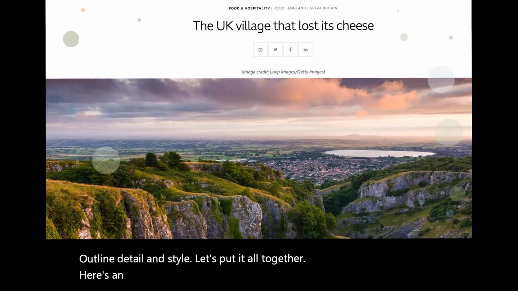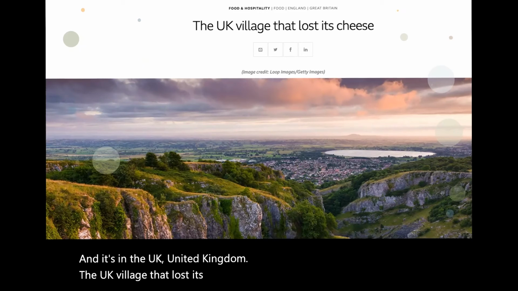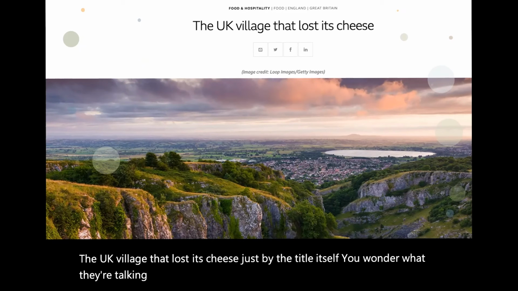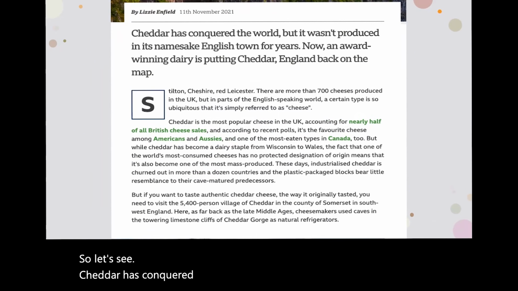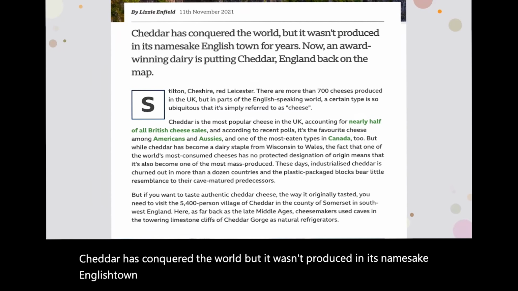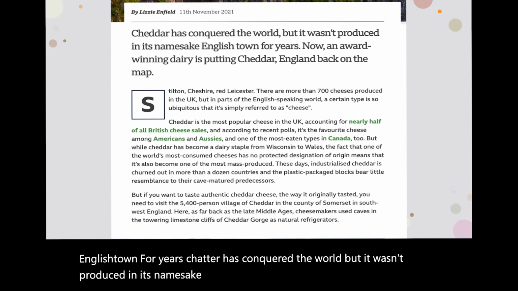Here's an article that came out of BBC, bbc.com, an online newspaper in the United Kingdom. The UK village that lost its cheese. Just by the title itself, you wonder what cheese they're talking about. Well, it's spelled cheese. It's the cheese that we would eat, I would hope. So let's see. Cheddar has conquered the world, but it wasn't produced in its namesake English town for years.